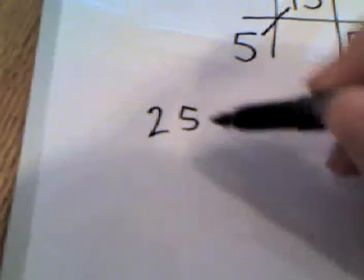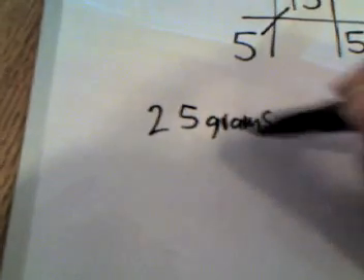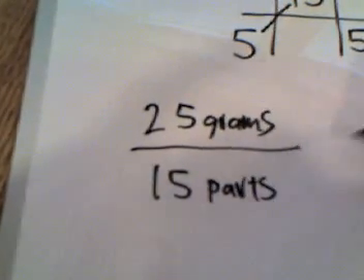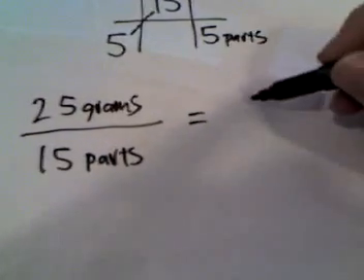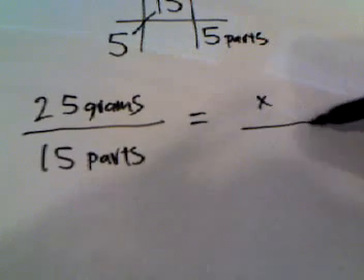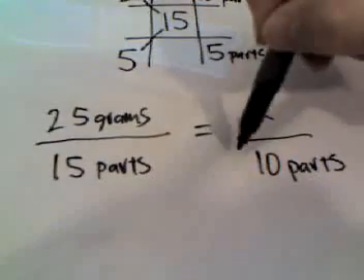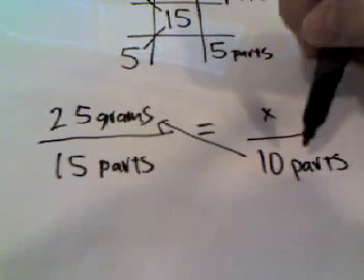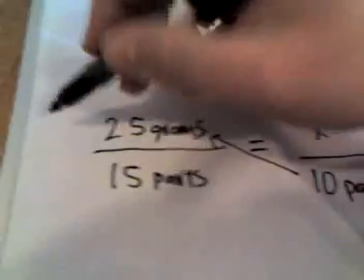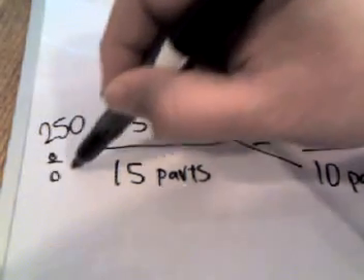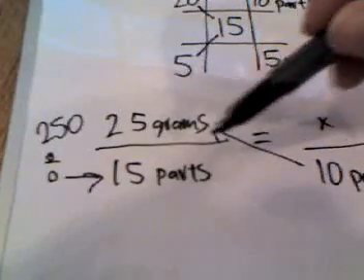So what we can do now to figure out the rest of the problem is do some proportions math. Okay, so what we're going to do here is just multiply the 10 and the 25, and that gives us 250, and then we want to divide that by the 15 parts.